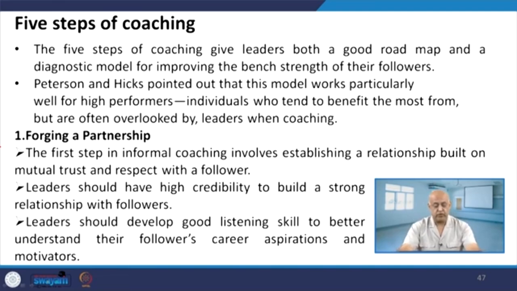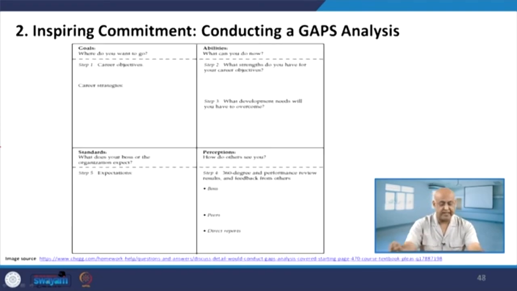Now here you see that coaching involves establishing a relationship built on mutual trust and respect with a follower, and a high capability to build a strong relationship with the follower. And right from the start of this particular course, we have been talking about leadership and team effectiveness. Trust is the factor which builds the relationship between the leader and the follower. So good listening skills are needed to better understand followers' career aspirations and motivators. Now here, for example, these are career objectives, and here the example taken is career strategies.